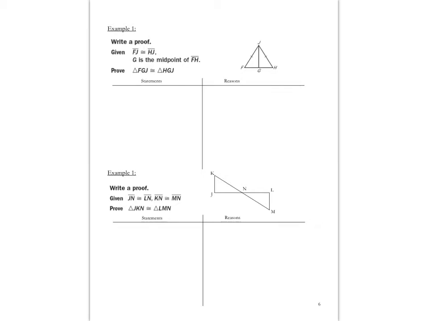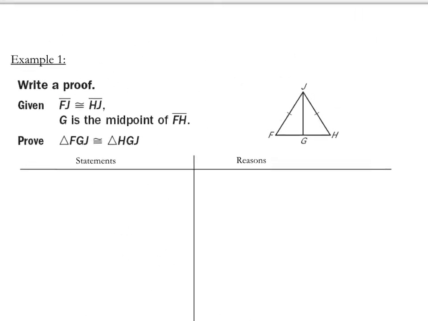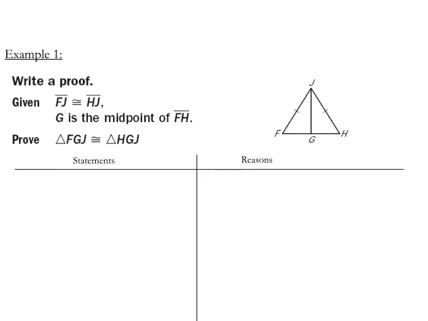Now we are going to do some actual proofs. And these might be a little bit different than what your teacher teaches you. But what I'm going to do is write down the first given. And I never write down more than one given. After I write down a given, I use it, if I can. So I write down FJ is congruent to HJ.